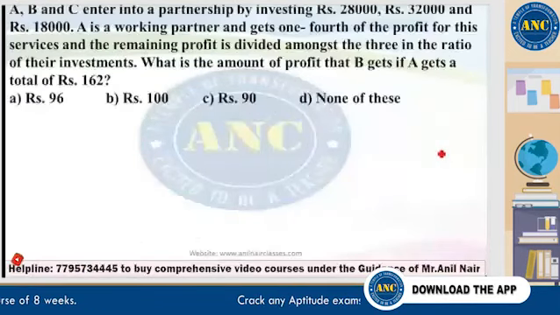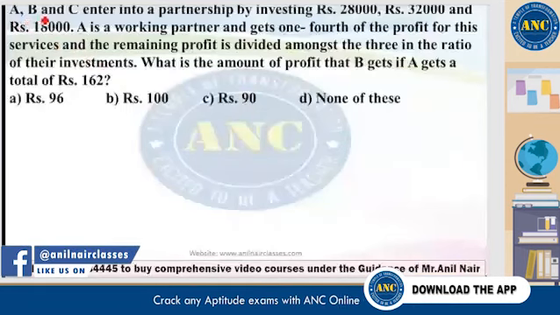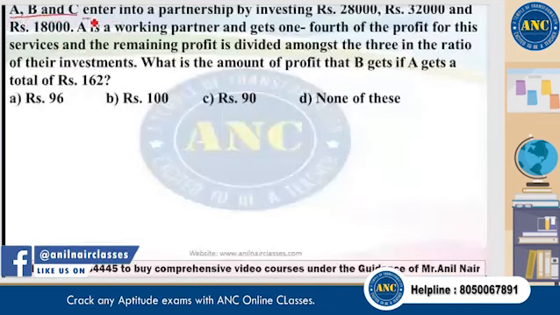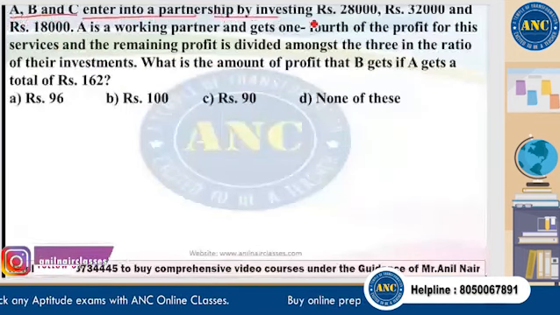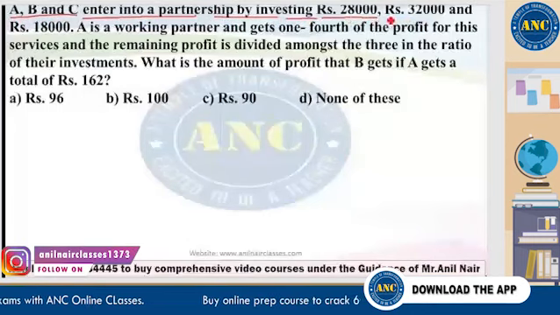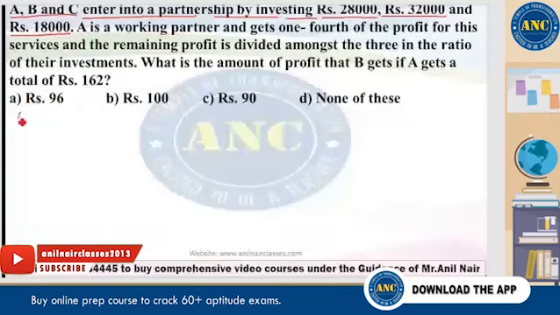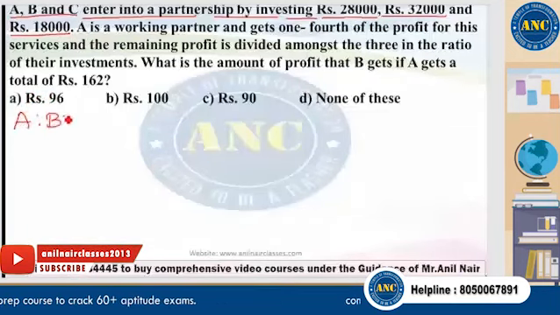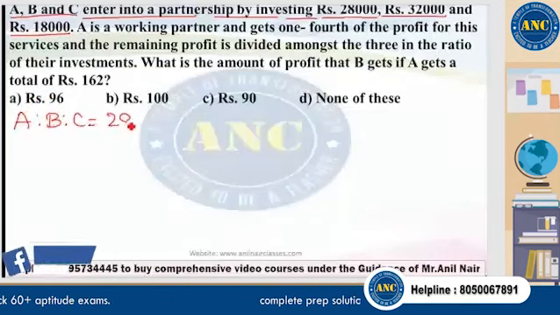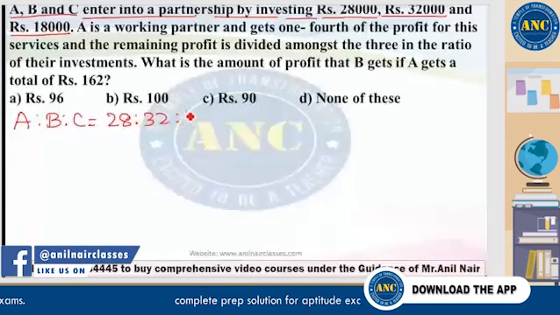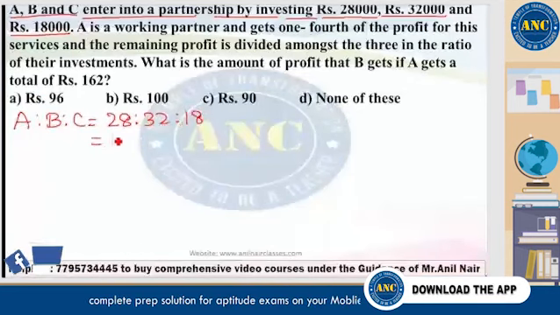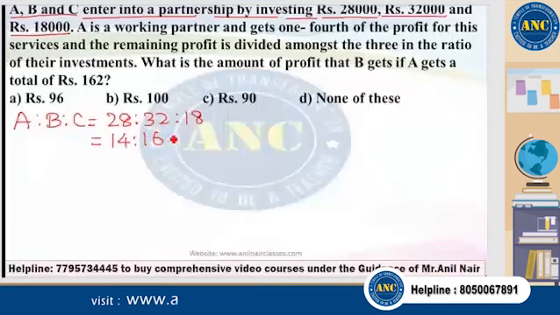Please see the next question. A, B and C enter into a partnership by investing 28,000, 32,000 and 18,000. That means the investment ratio of A, B, C is 28 is to 32 is to 18. Further simplified as 14 is to 16 is to 9. This is the first statement.